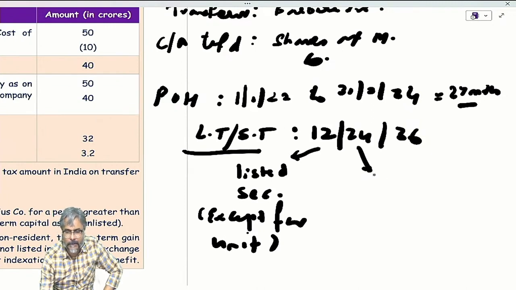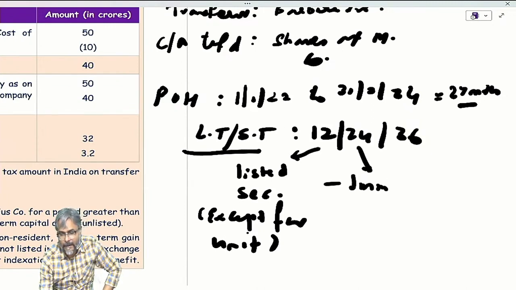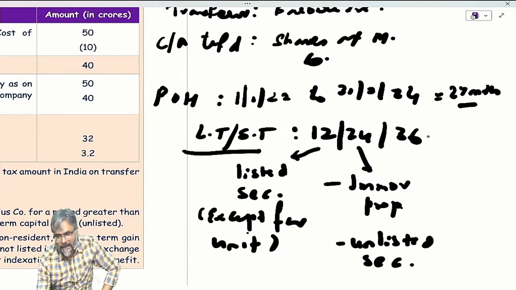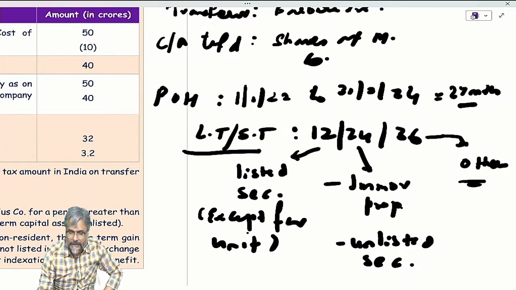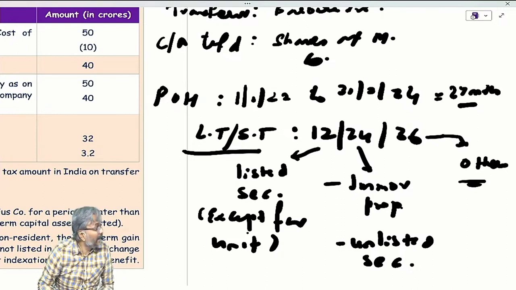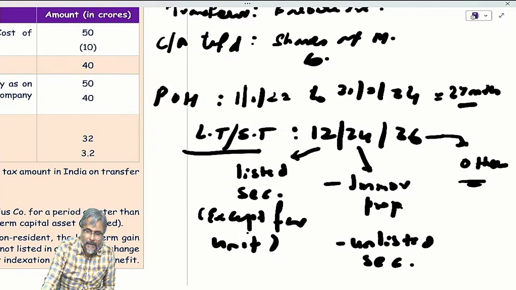24 months is in respect of two things: immovable property, and the next one is unlisted security. That is 24 months, and 36 would be other. You can just make a note of this elementary observation. 12, 24 and 36. 12 is for listed security except for unit. 24 is for immovable property and unlisted security. And 36 is other.